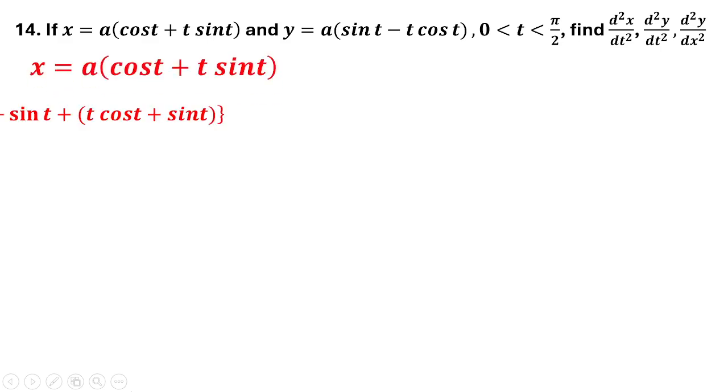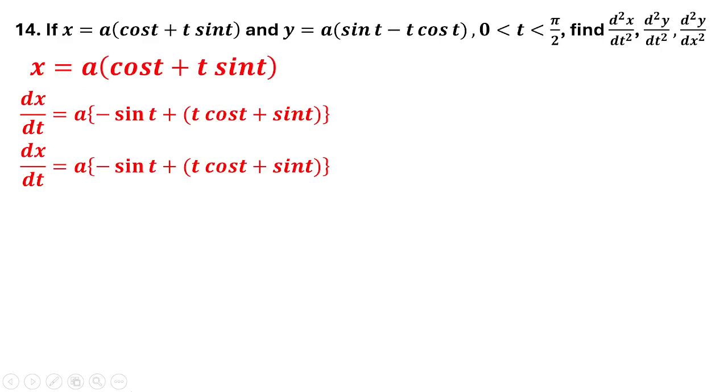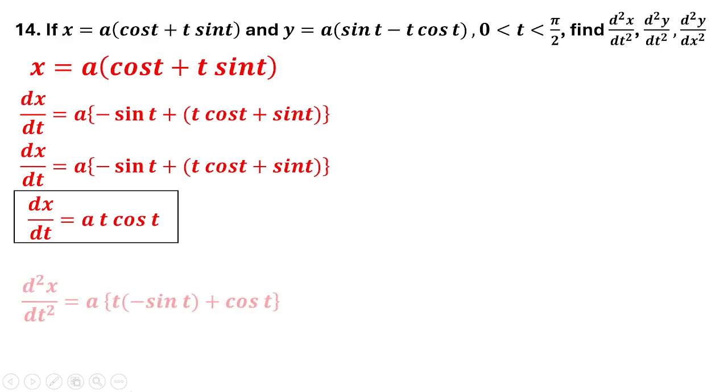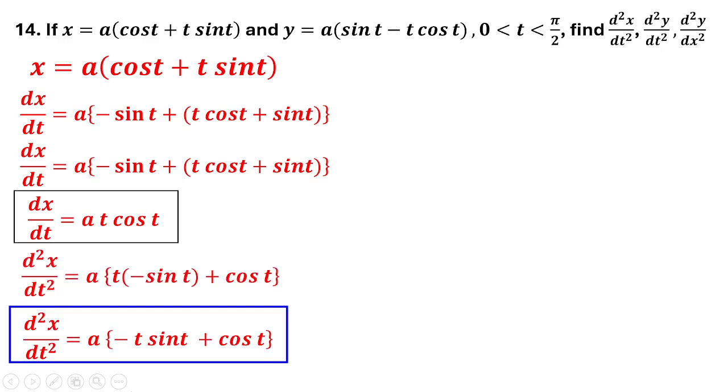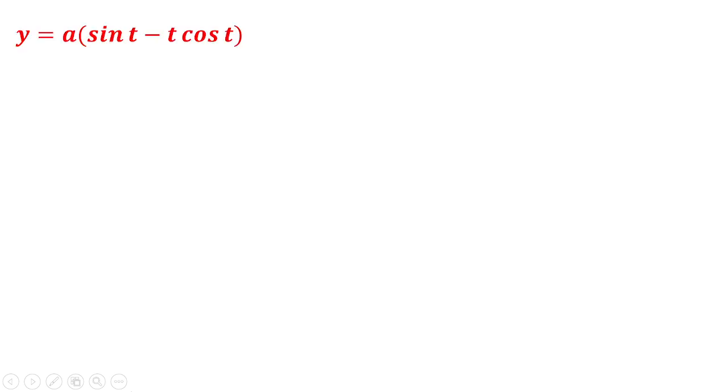X is given. I am finding dx by dt. I am simplifying it so that I can go to the second derivative. I am doing the second derivative with respect to t. Be careful. Therefore, this is the second derivative of x with respect to t. Then y is given.